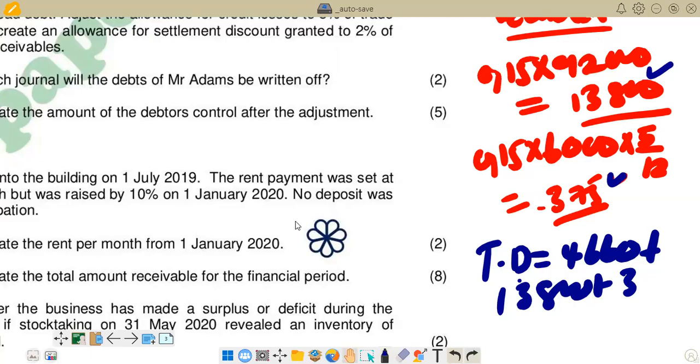We go to look at the next question that we have. We go and check the next question that we have there.